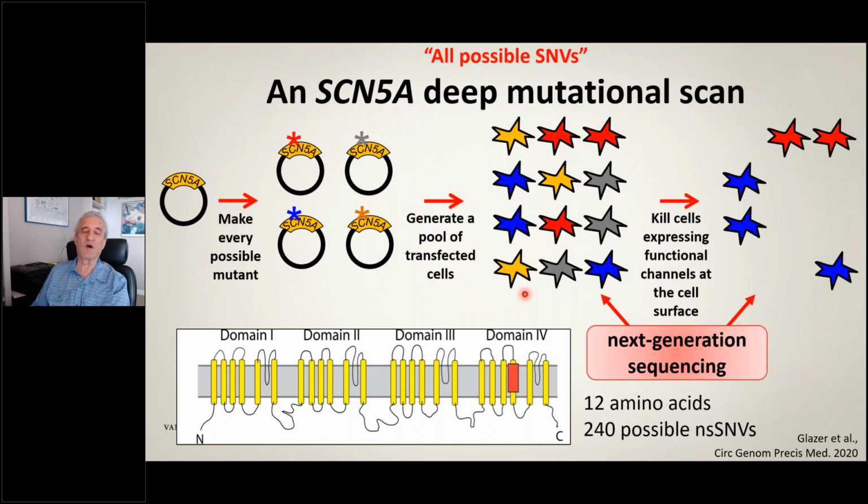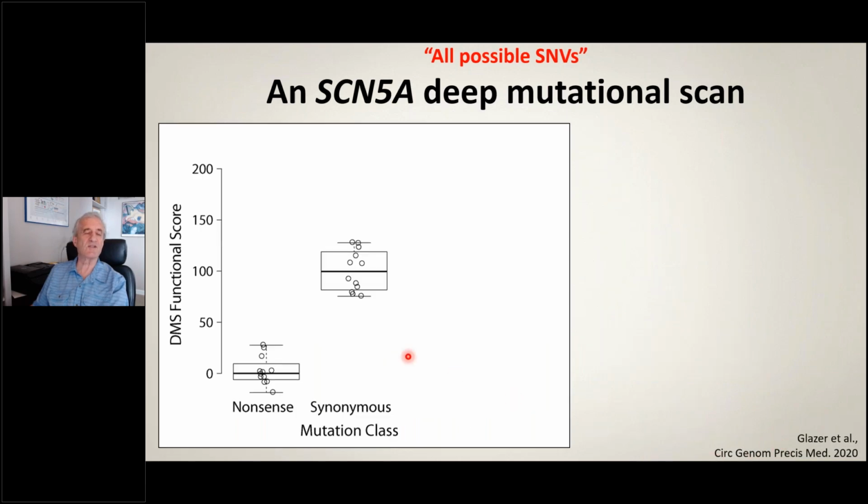We did this experiment across 12 amino acids in the voltage sensor of domain 4. That's 240 non-synonymous SNPs. 12 of them are stop codons, and then there's another 12 that are synonymous because you take the amino acid that was there and you substitute the same amino acid. So this was reported earlier this year in Circulation Genetics. What we do is we take the 12 nonsense variants, which we know are loss of function, and we assign them a score in this assay of 0. And how that was done, you have to read the paper.